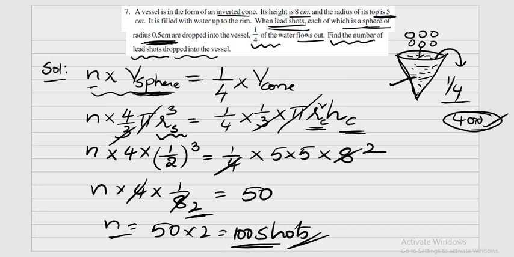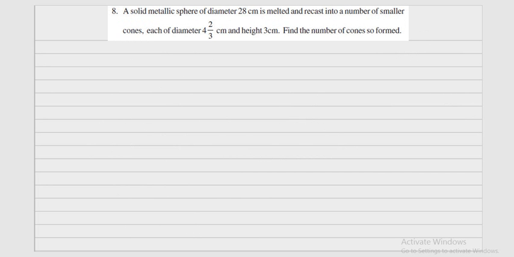So this is one more question that we can develop from this question, right? To get 1/4 of the water to flow out of this vessel, we need to drop 100 lead shots. Okay, so from this the answer is 100 lead shots. Okay, next moving on to one more question.